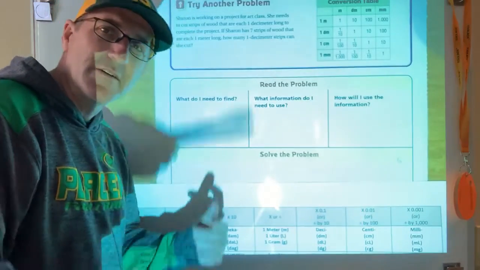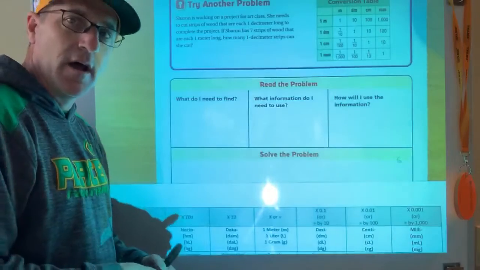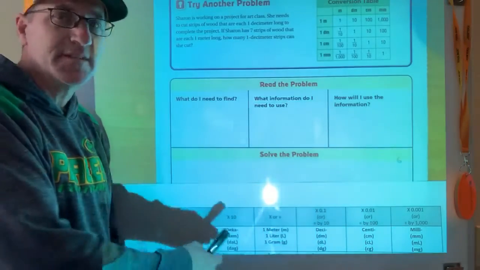All right, Pac-Manians, here we are with 10.6, page 2. It's another whole page, one problem. This one happens to be metric. There's their table. I've put mine at the bottom. I would just stick with this one.